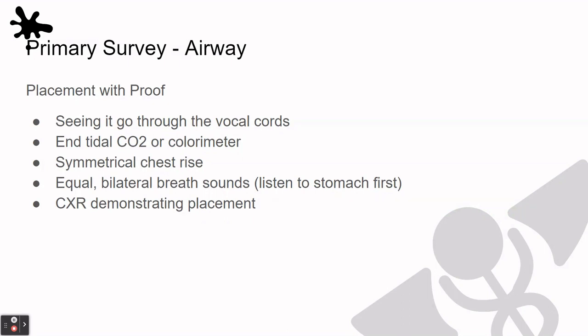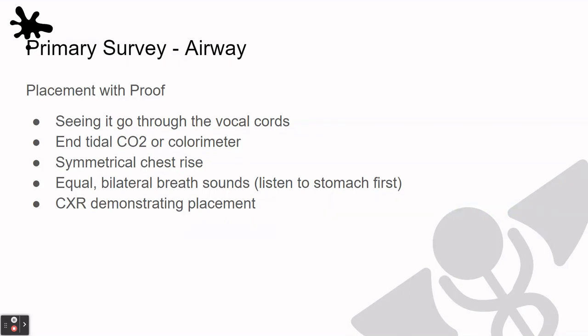End-tidal CO2 or colorimeter. End-tidal CO2 is better because it's going to give you fewer false positives. Colorimeter can change with stomach acid. So symmetrical chest rise, equal bilateral breath sounds. This is an important one to me. I was taught to listen to the stomach first. So when you intubate someone, what's the worst place you can put it? In the esophagus. So if it's in the esophagus, you're going to hear breath sounds in the stomach, right? So why not listen there first?